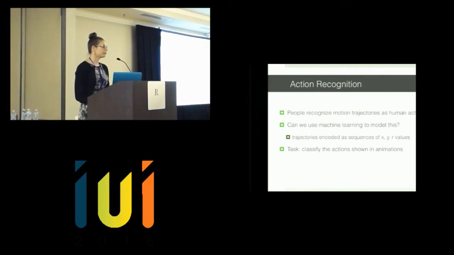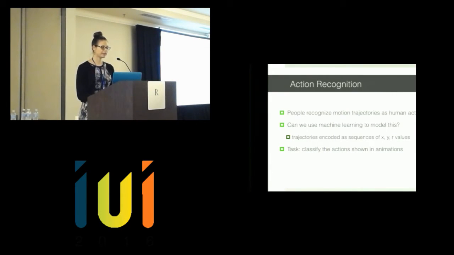So if people can do this task of recognizing a human action from the motion trajectory of a shape, we wondered if this task could be modeled by a computer. There's a lot of existing work on using machine learning to recognize human actions in videos of people. So we decided to explore some of those similar techniques for this more abstract action recognition task.